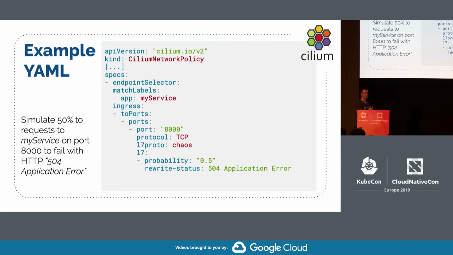Then we define that this is ingress. This is a bit of a network-specific term, but it means this fault injection will be done when the request is going into the service. So not when a request is leaving the service, but when it's getting into the service. Then we're specifying that every time the service is receiving a request on port 8000, TCP, then run the Go extension chaos. And this is where the Go extension is coming in. And then we're defining that with a probability of 50%, rewrite the status code into 504 application error. And this custom resource is all you need to load into your cluster to enable this and get transparent fault injection.